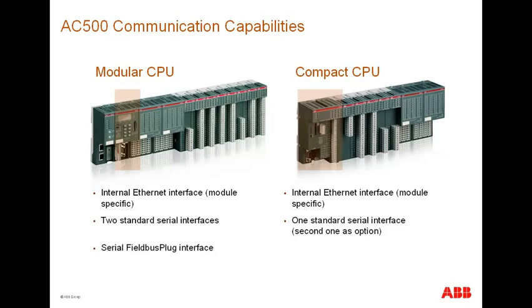However, the modular CPUs come with a built-in Ethernet interface, two COM ports, namely COM1 and COM2, and one FBP interface, or in other words field bus plug. There is a good possibility of adding additional communication modules in the modular CPUs to have more networks in the PLC system.